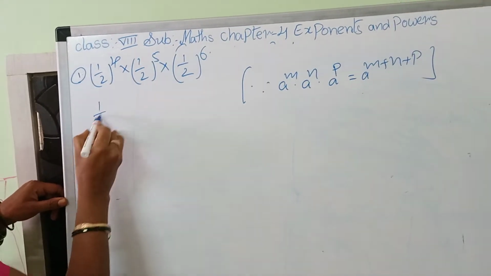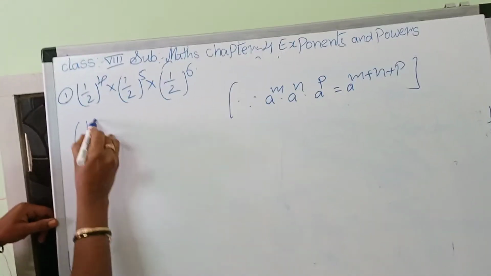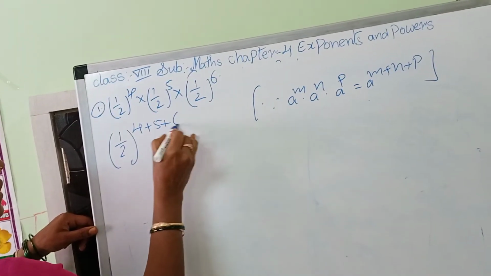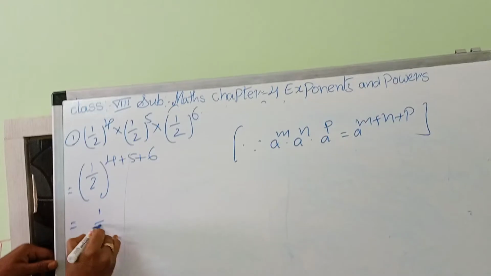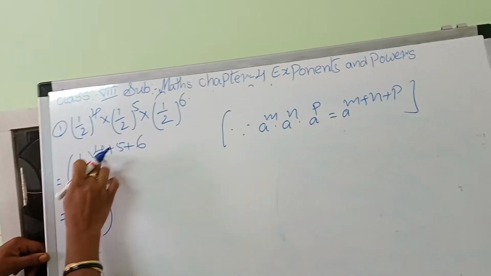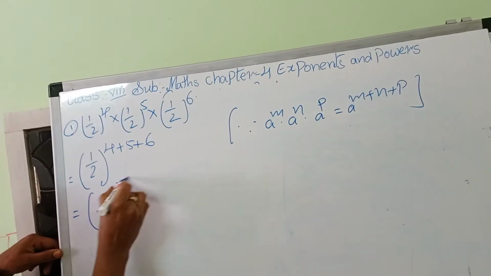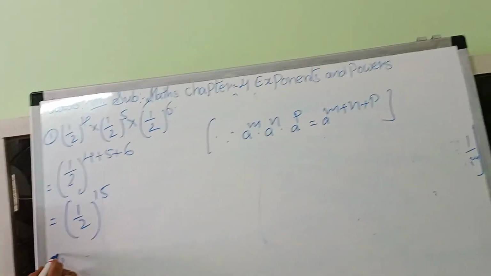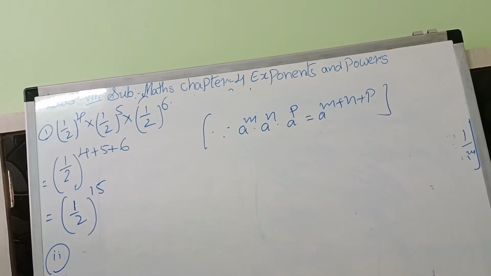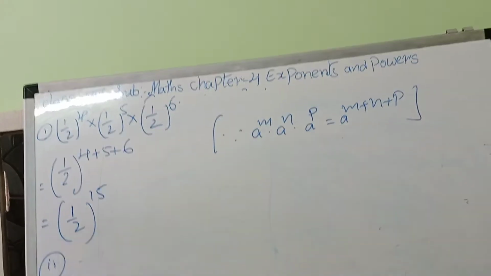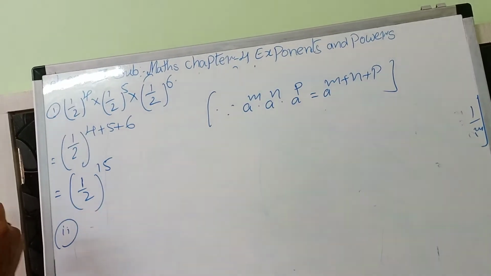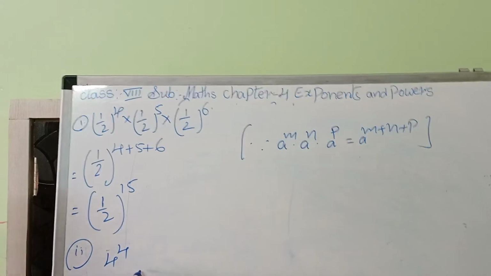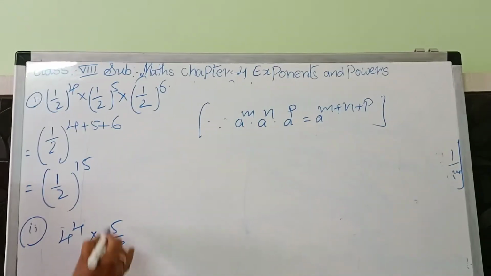Now simplify this one. 1 by 2, add the powers 4 plus 5 plus 6: 6 plus 4 is 10, plus 5 is 15. 1 by 2 whole to the power of 15. Thus this is the answer for the first one. And the second one, see the second one, children: 4 to the power of 4 into 5 by 4 whole to the power of 4.